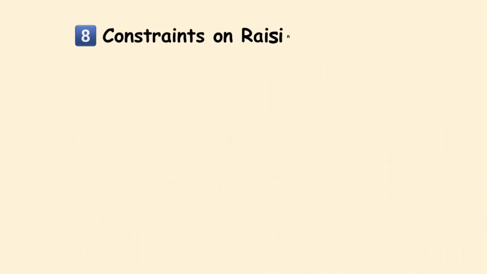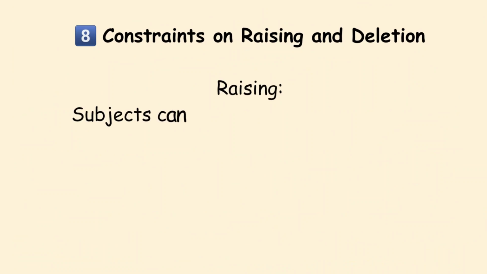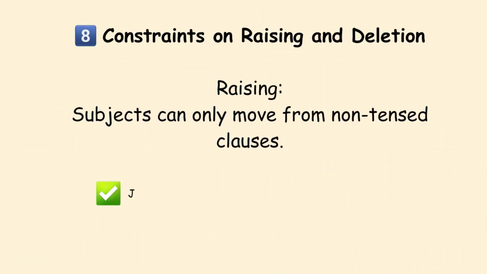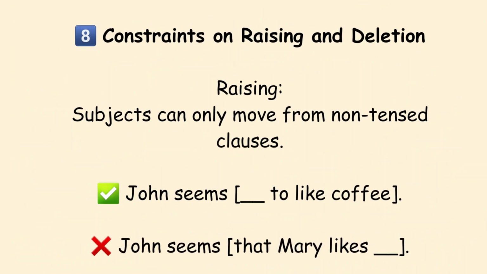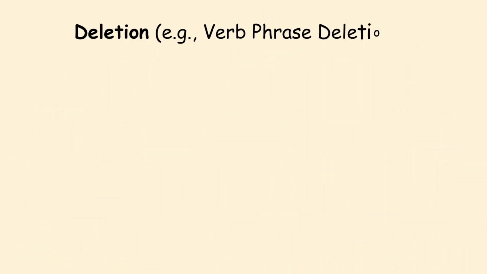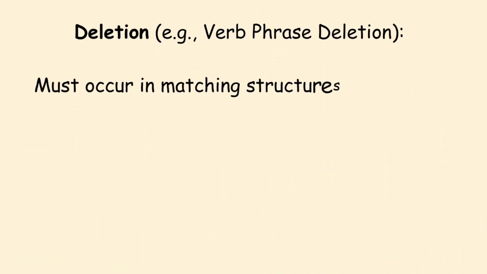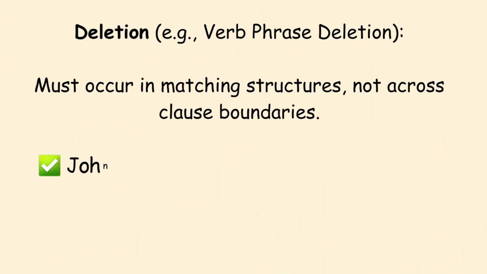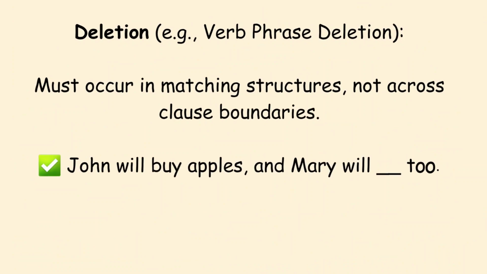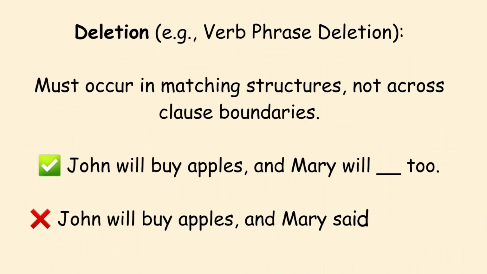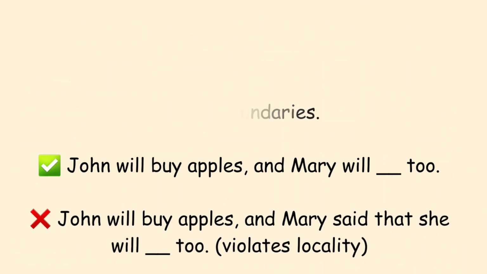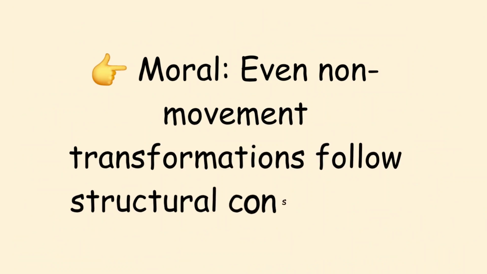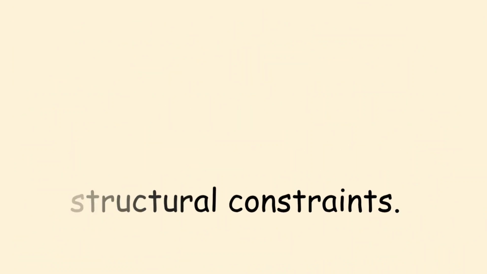8th, constraints on raising and deletion. Raising. Subjects can only move from non-tensed clauses. John seems to like coffee is correct. John seems that Mary likes is false. Deletion, example, verb phrase deletion, must occur in matching structures, not across clause boundaries. John will buy apples, and Mary will too is correct. John will buy apples, and Mary said that she will too is wrong, violates locality. Even non-movement transformations follow structural constraints.